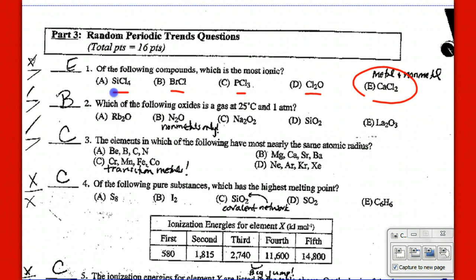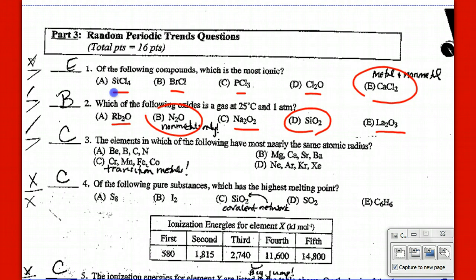Number two, which of the following oxides is a gas? Well, rubidium oxide is an ionic compound. Ionic compounds have very strong intermolecular forces of attraction. So same with sodium iodide, so with this lanthanum. Okay, so those are ionic. Silicon dioxide is a covalent network solid. That's like quartz crystal. So the one that's a gas is the one that has the smallest intermolecular forces of attraction. So that's got to be N2O.